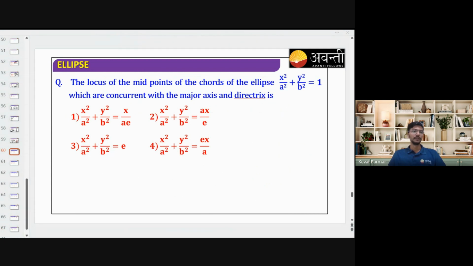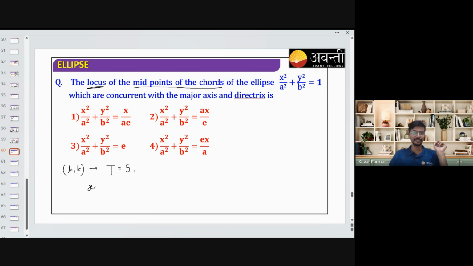Yeah. The locus of midpoints of chords. See, we know the equation of a chord with given middle point. I hope you know it. So let's say the midpoint is h comma k, because it's the locus also. So the equation of the chord with given middle point is T equals S1. I hope you remember. What is T?